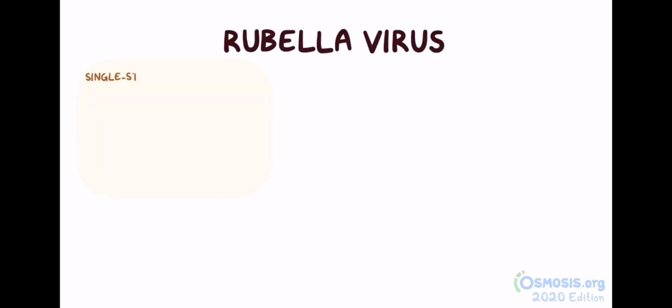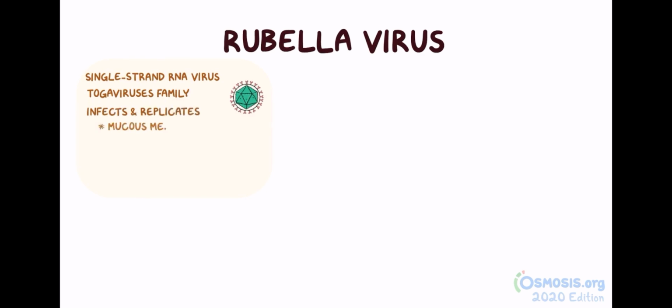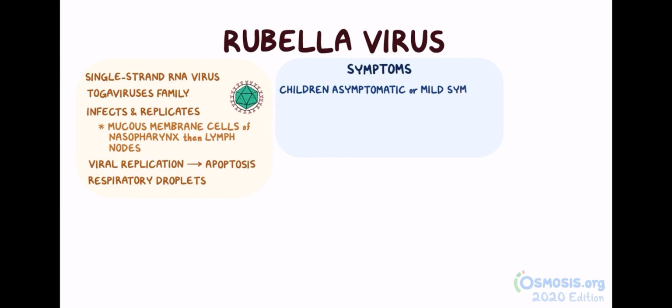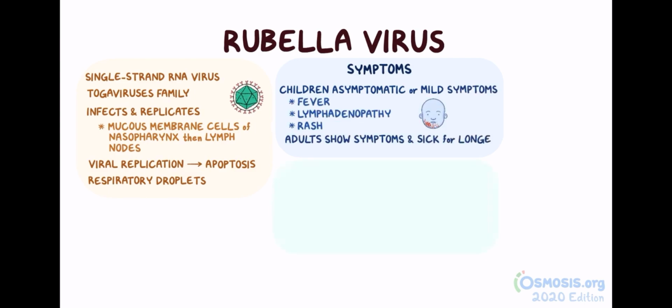Alright, as a quick recap, the rubella virus is a single-strand RNA virus of the togaviruses family. The virus first infects and replicates in mucous membrane cells of the nasopharynx, then does the same thing in the lymph nodes. Viral replication prompts apoptosis in infected cells. It's transmitted by respiratory droplets. Children are often asymptomatic or might have mild symptoms like fever, lymphadenopathy, and a rash, while adults tend to show symptoms and be sick longer.